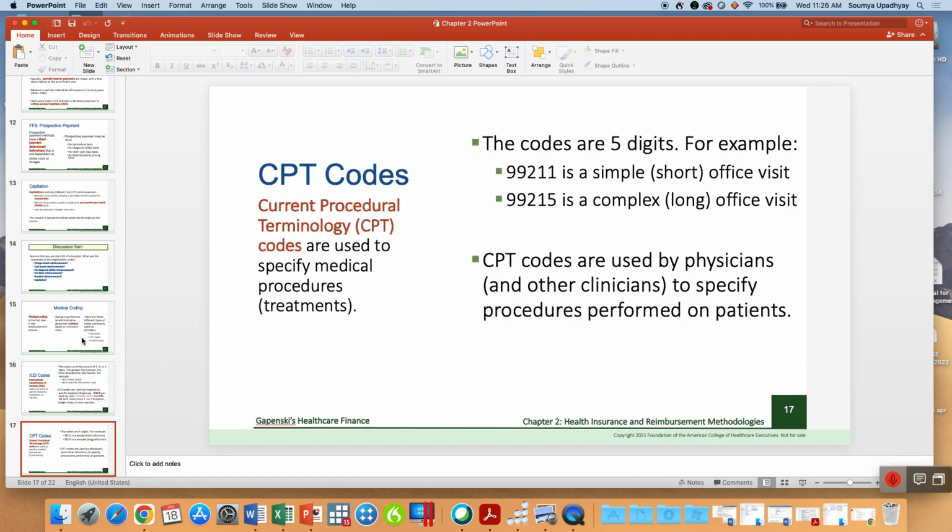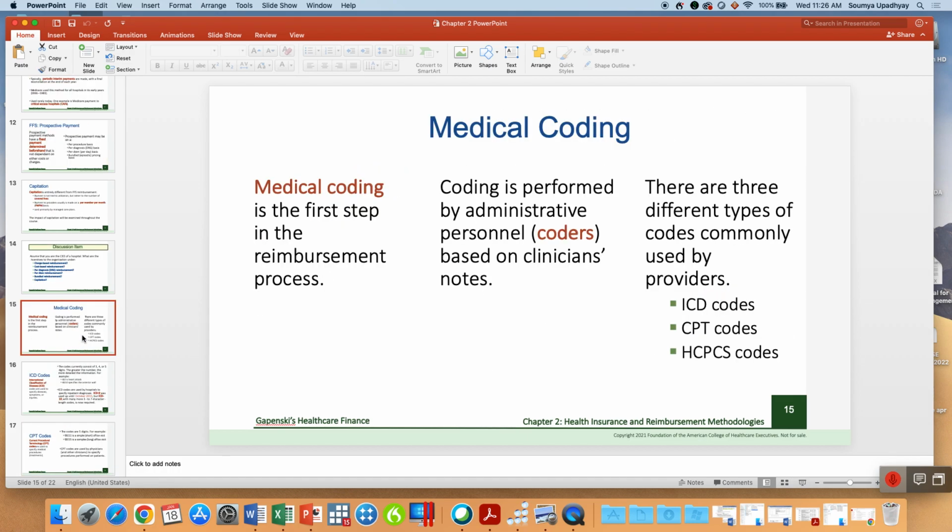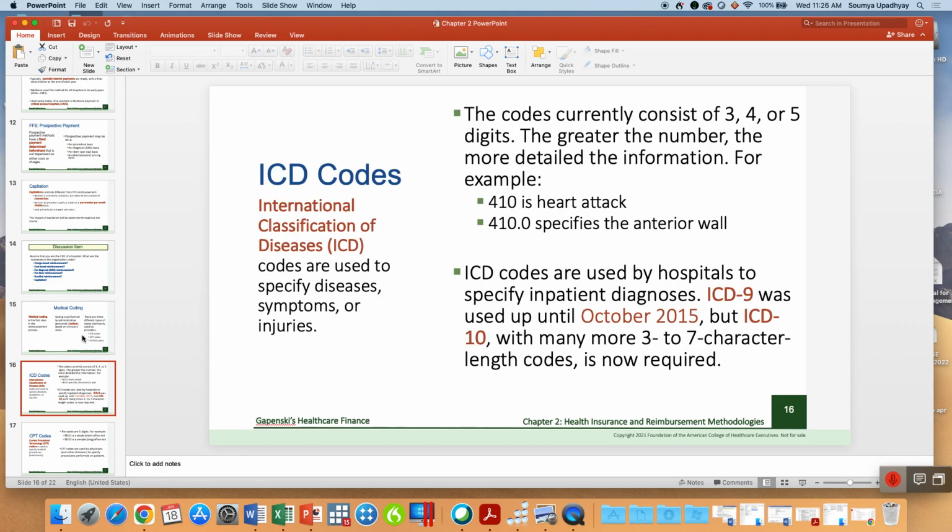Medical coding is the first step in the reimbursement process. Coding is performed by administrative personnel based on clinicians' notes. There are three different types of codes that are commonly used by providers: ICD codes, CPT codes, and HCPCS codes. For the ICD codes, the codes are used to specify diseases, symptoms, or injuries.